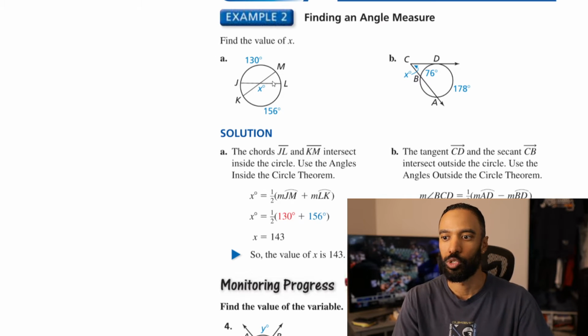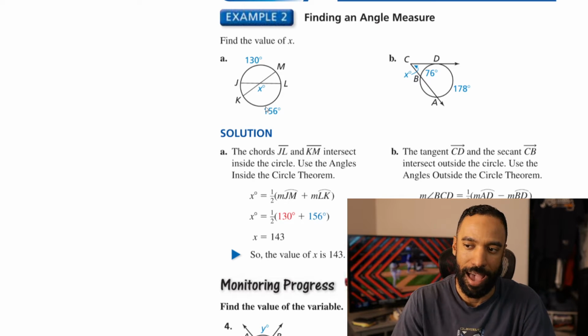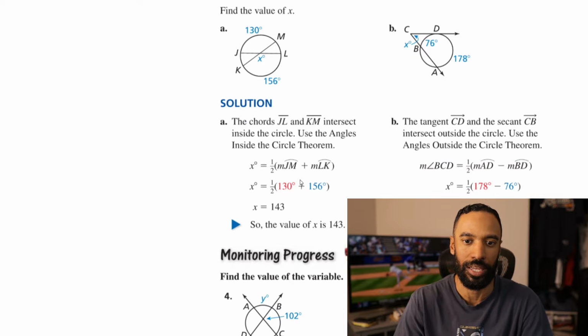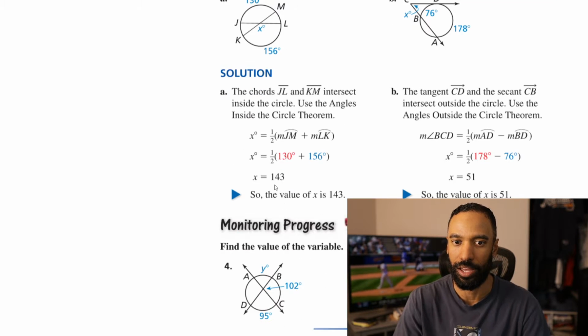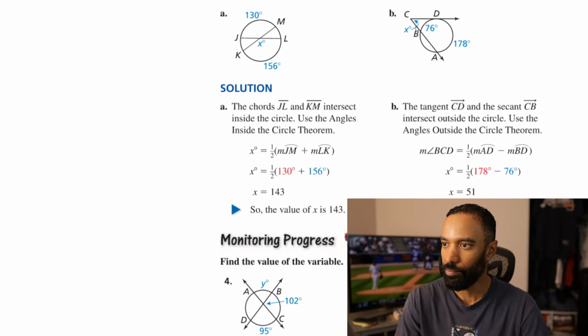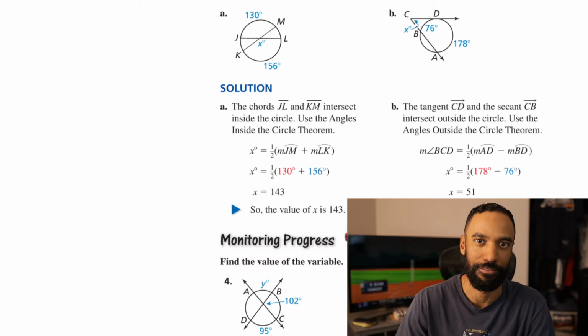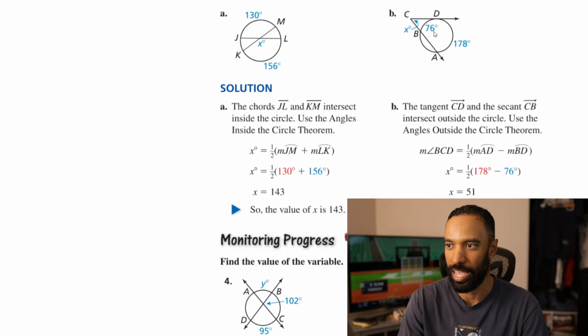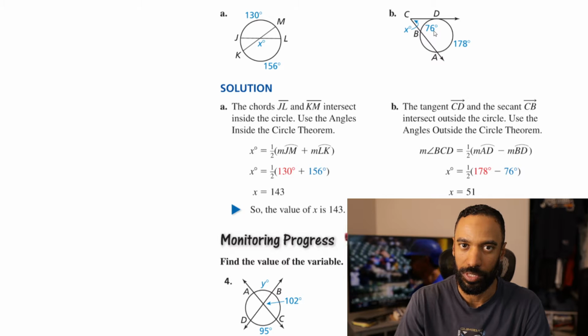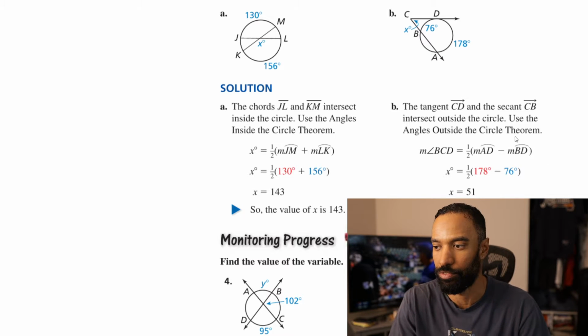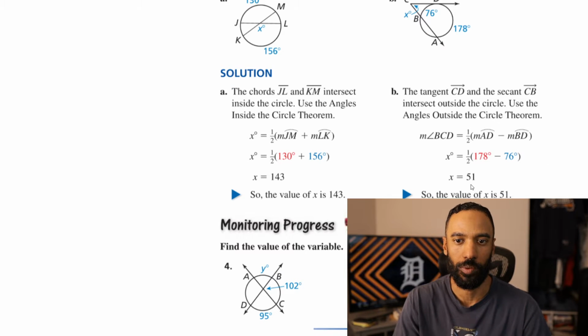Okay, some examples. We're going to find the value of x. X will be half the sum of 156 and 130. So we add those up, divide by 2, you get 143. Let's find this x. This x is half the difference of this 178 and 76. 178 minus 76 is 102. Half of that is 51. 51, and that's that x there.